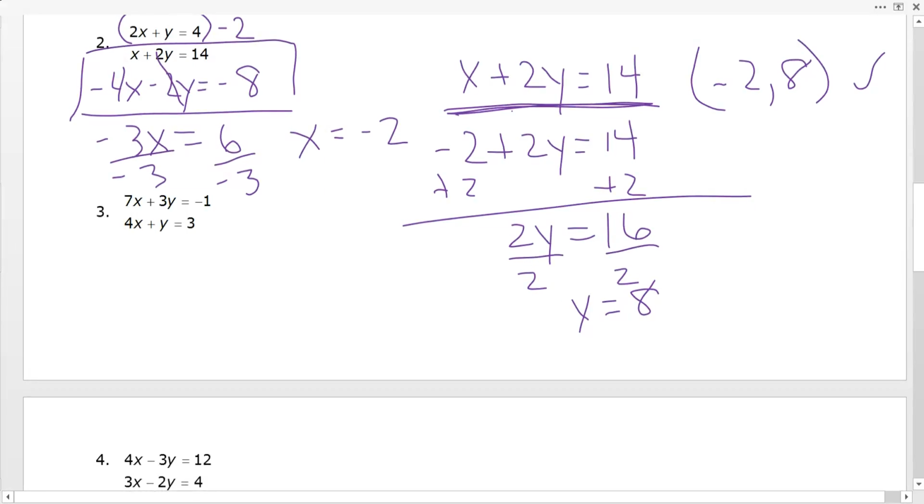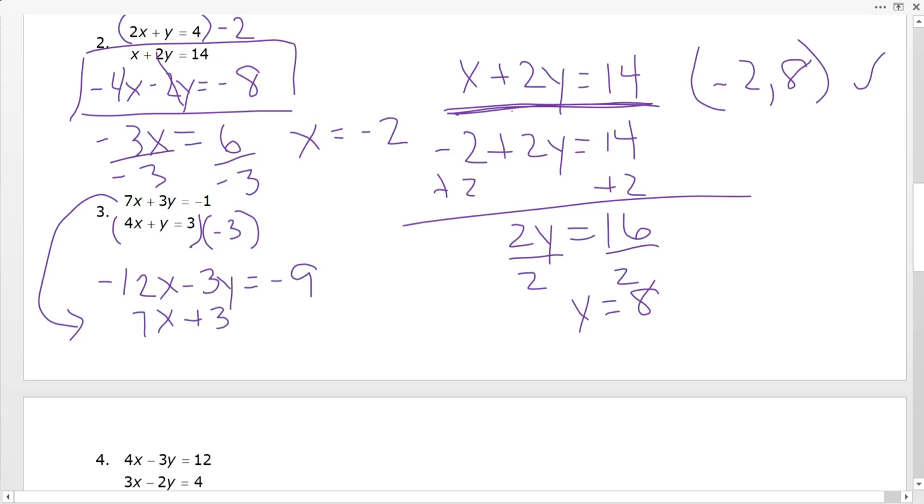Okay, number 3. I'm going to run out of room. I'm going to multiply my second equation times negative 3, so my y's will cancel out. So I'm going to have negative 12x minus 3y equals negative 9. I'm going to go ahead and write my first equation again. 7x plus 3y equals negative 1.